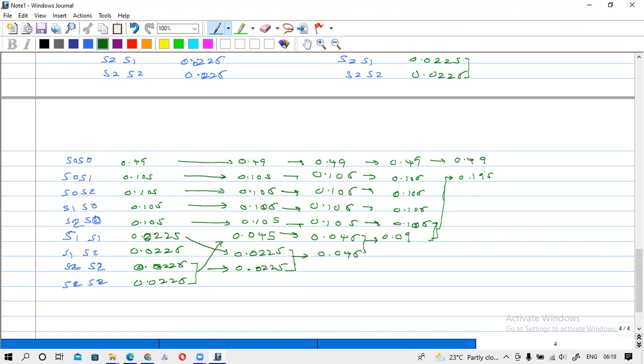So this will be the same, but others will be moved. So this will be moved to here now, correct? 0.105, and this will move to here, 0.105, and also this will be moved to here, 0.105. Correct? Okay. If I'm doing any mistake, let's see it finally, whether I'm doing a mistake or not. So we will continue.